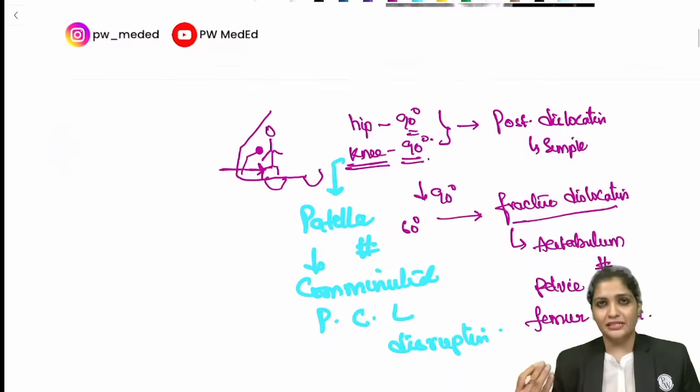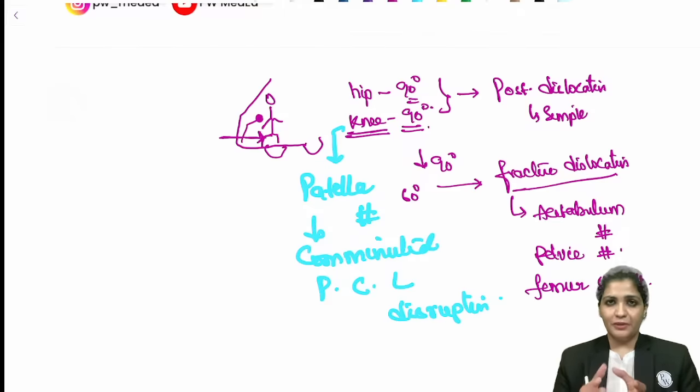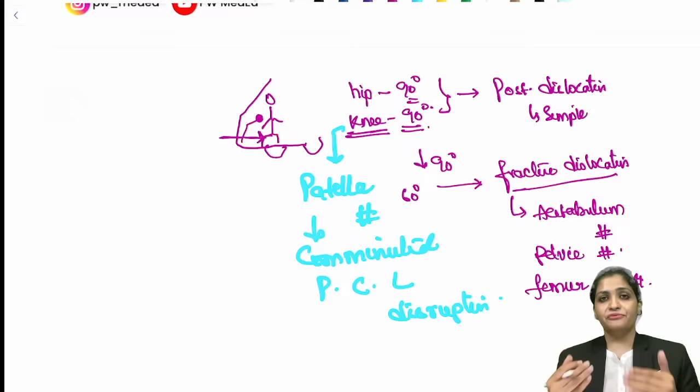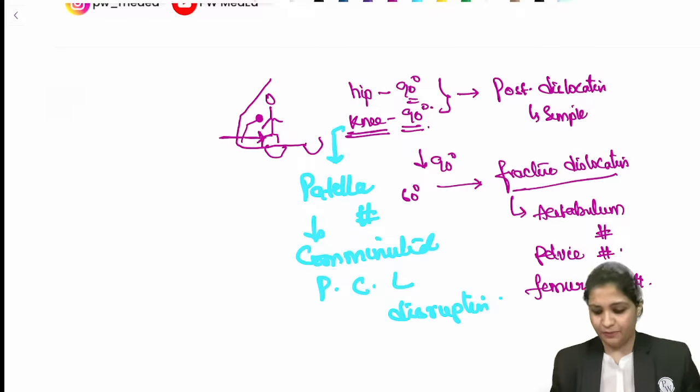First you have to assess the general condition, because in addition to dislocation, he might have a pelvic fracture or a femur shaft fracture, which will result in hypovolemic shock. That shock should be treated, and then the person should be further evaluated, one joint above and one joint below. One joint below is your knee joint. So keep in mind that there could be a patella or PCL disruption in association with your posterior dislocation of the hip, right?